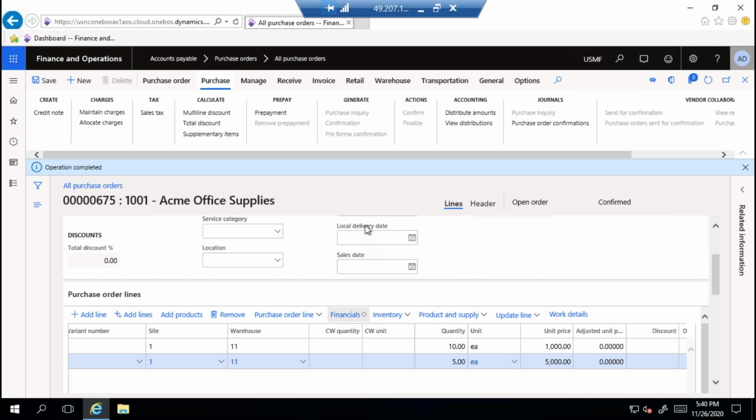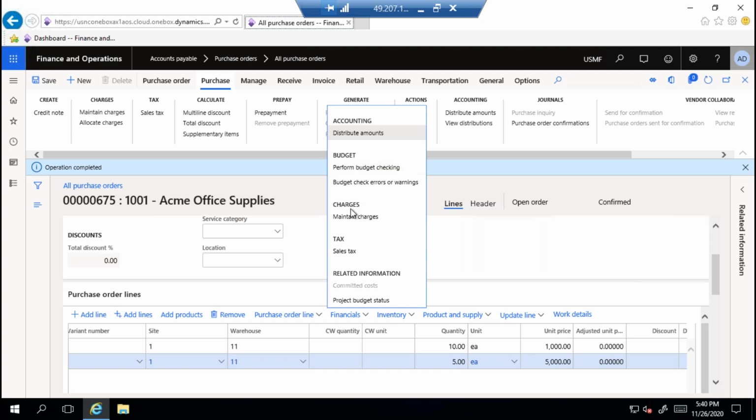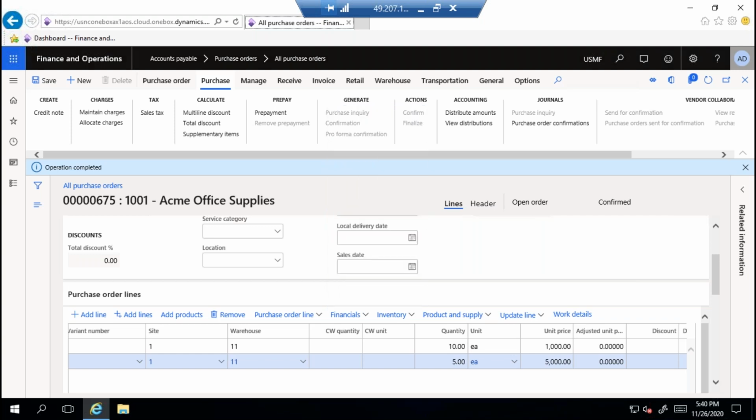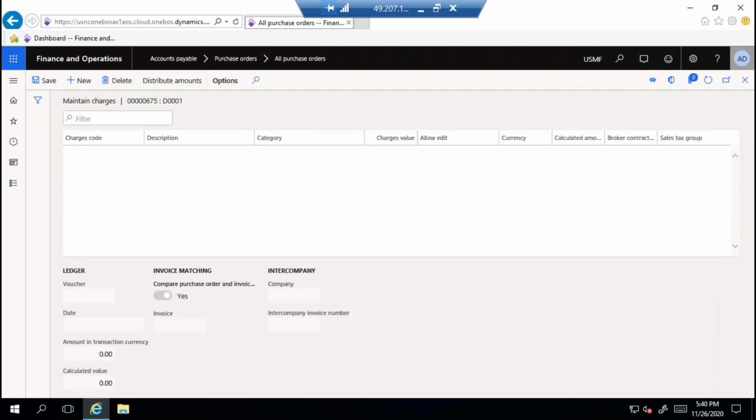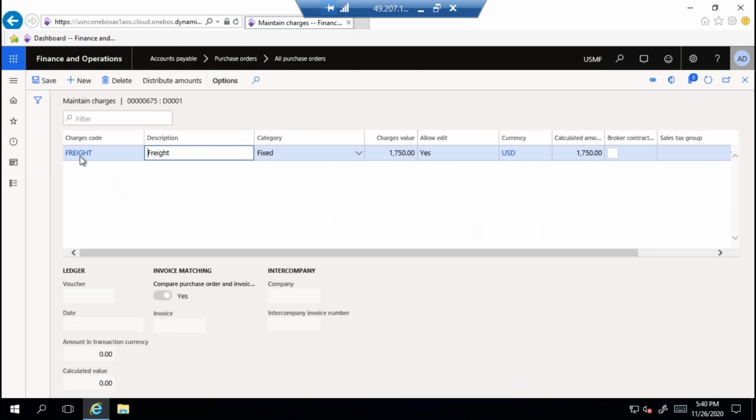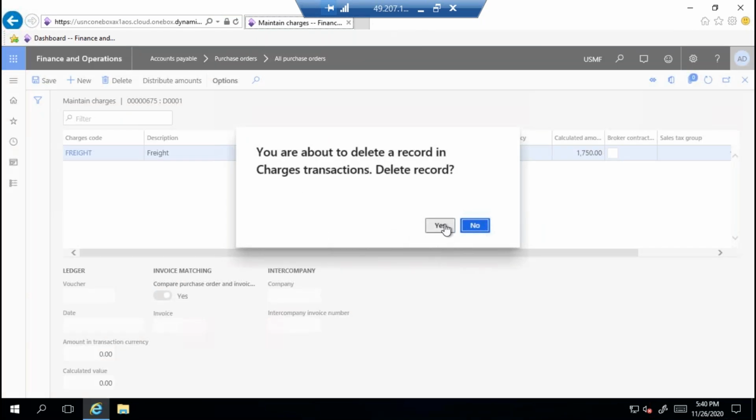All finance and T&L team, any doubt here? Yes, Satya, this is clear. If we know the charges beforehand, but sometimes we don't know the charges until we receive the goods or we receive the invoice. How will we handle those kinds of scenarios?